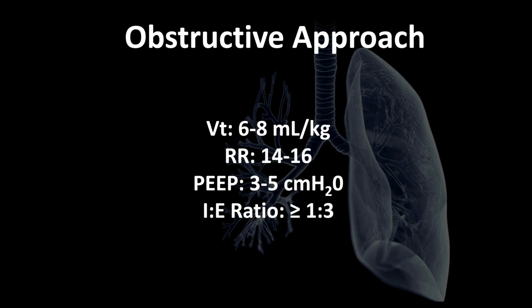PEEP really is not the big issue. These patients usually have auto PEEP. There's literature out there that might support increasing the PEEP, but I would be very cautious, and I would be more conservative in the initial vent preparation. And then ID ratio for that standard pediatric patient should be in the range of greater than 1 to 3.